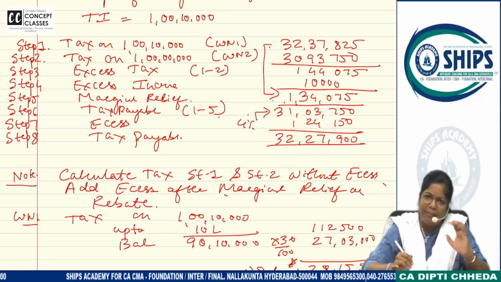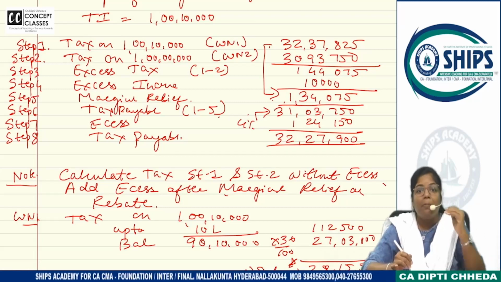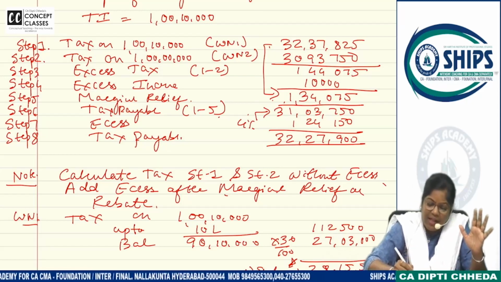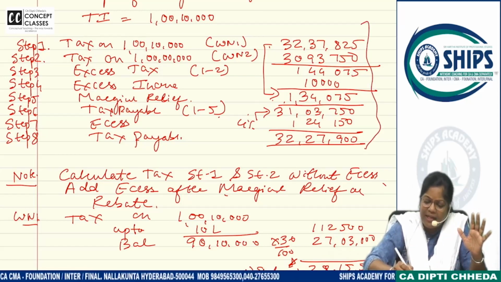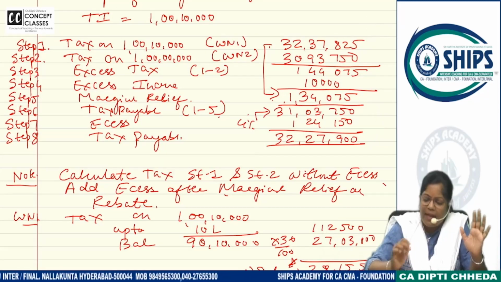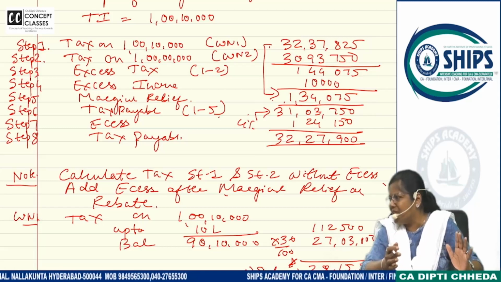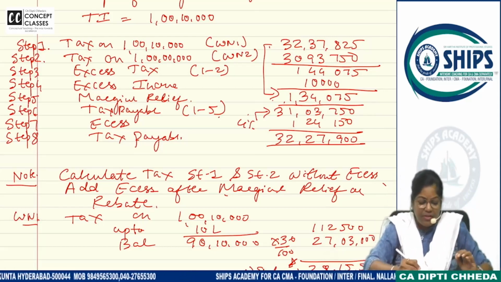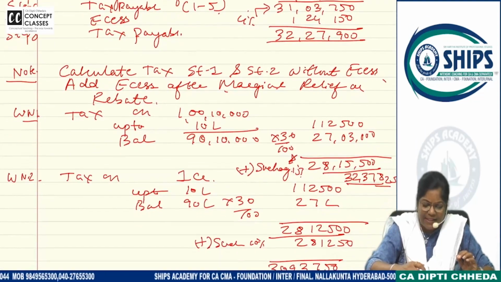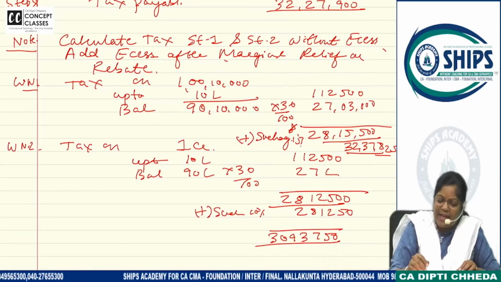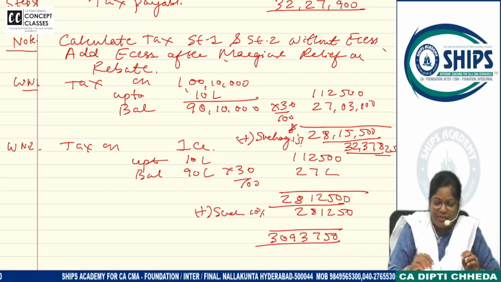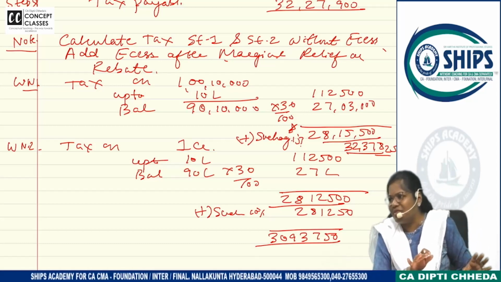Concept समझ में आया, मैम के साथ problems you are able to do it, but take the pitfalls also. This is years of teaching experience: when I say, students calculate this very correctly, but they calculate it with ESES. Gone. Everything will go wrong. Followed or not? After the relief, your step number 6. Whatever is your tax, on that you calculate ESES, and that's why I've written: calculate tax on step 1 and 2 without ESES, add ESES after marginal relief. Clear to all of you?